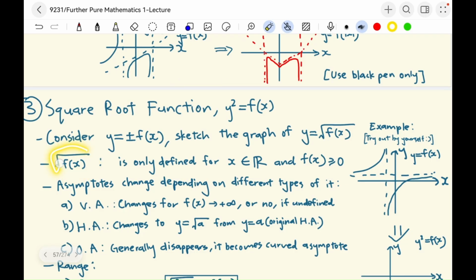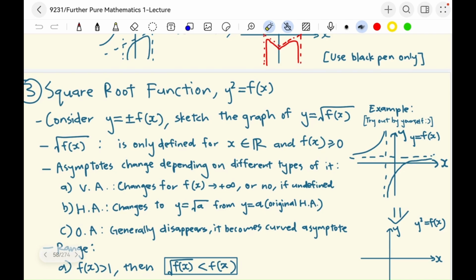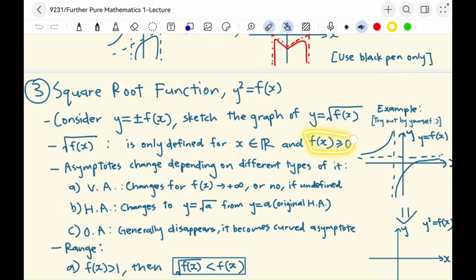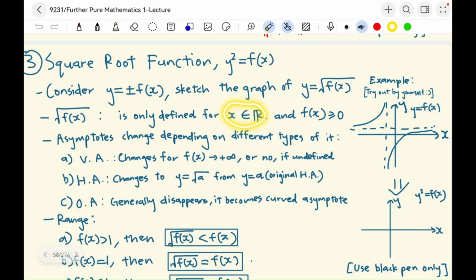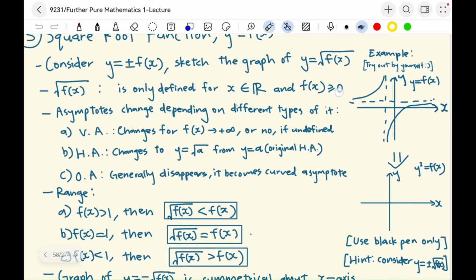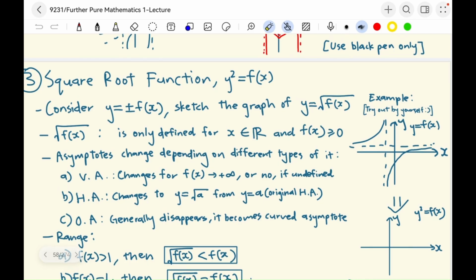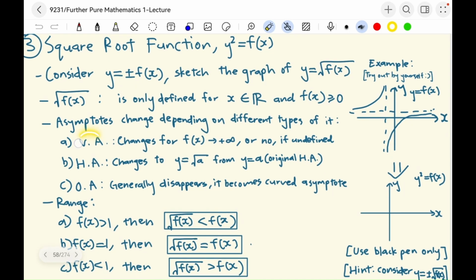Okay, the square root is the radical without any signs in front of it. So to define this kind of function, fx must be 0, or else the fx must be a positive function, for the x subsets of all real numbers. Okay, and the asymptotes of the square root function change depending on the different types. For the VA, the VA changes from fx goes to infinity, or no VA if undefined.